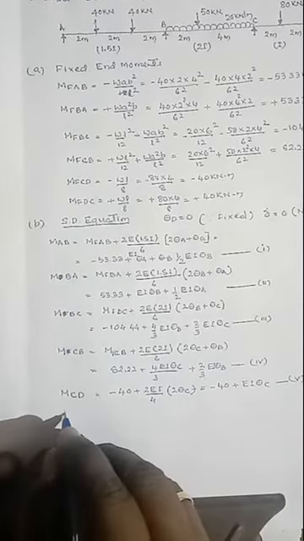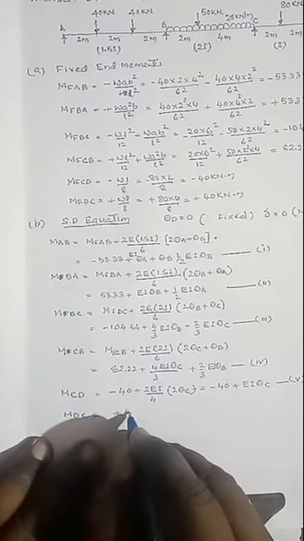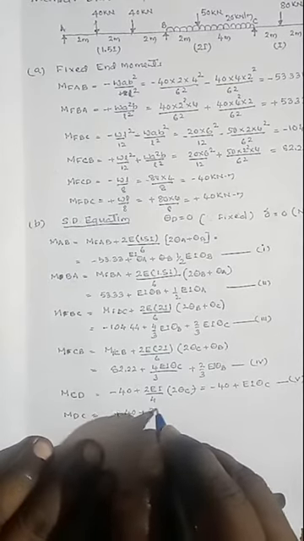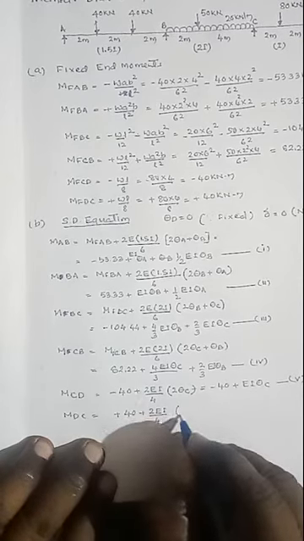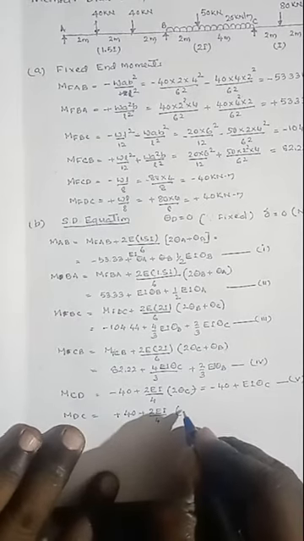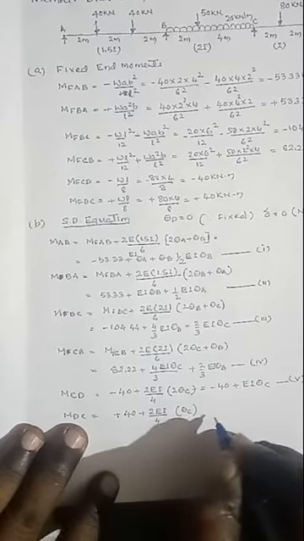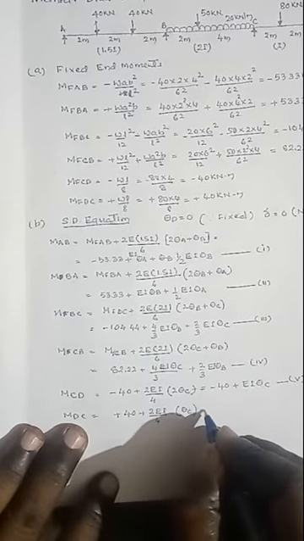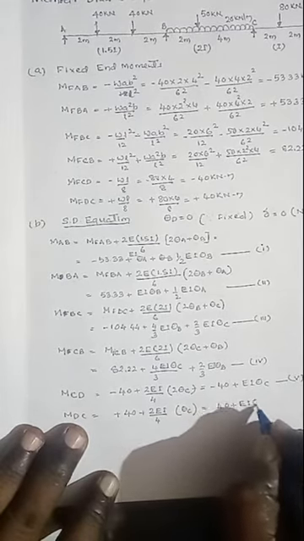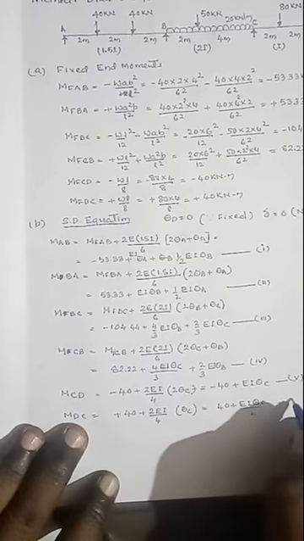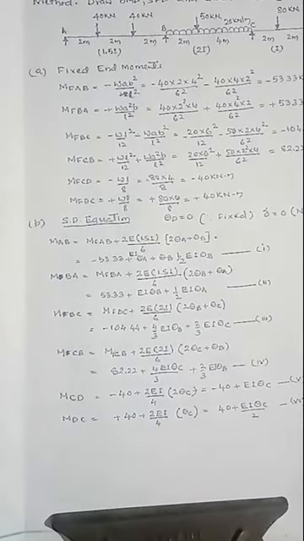Then MDC, the last equation. I will write directly: the fixed end moment is clockwise, 40, plus 2EI, I is 1, length is 4 meter, in the bracket. Writing from D, theta D is 0. Then near end is 0, far end is 1 times theta C. This equals 40 plus EI theta C by 2. This is equation number 6. Now we have got 6 slope deflection equations.